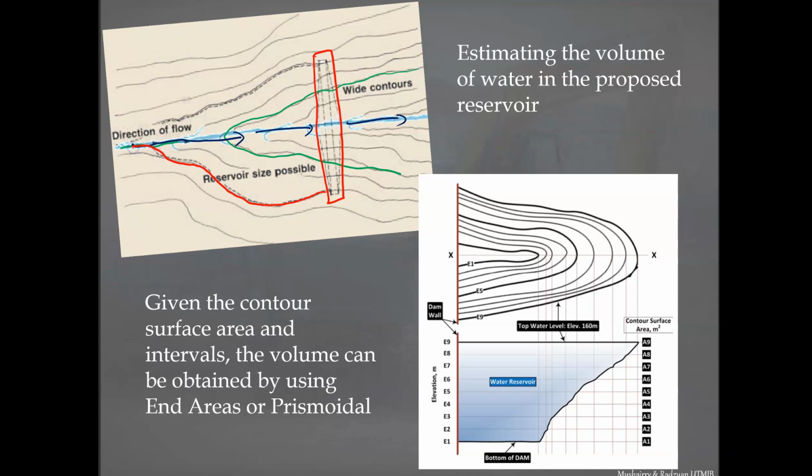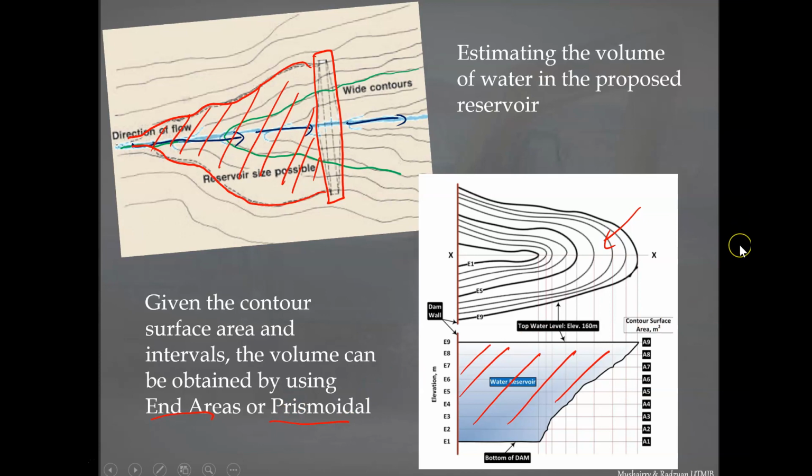We want to find out the capacity of the dam. I've got one example there, and it looks something like this. That will be the contour line. If we feed it with water, we make a dam there, so that will be the water we are interested in. We can either use n areas or prismoidal to calculate the volume.